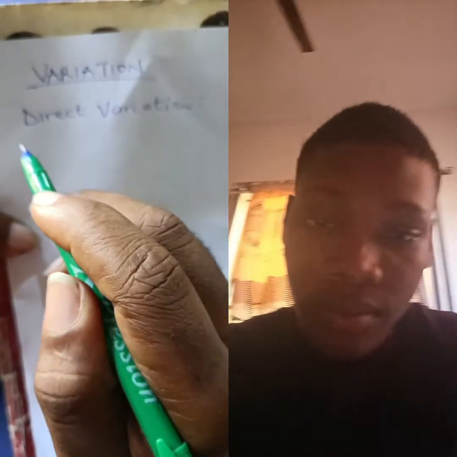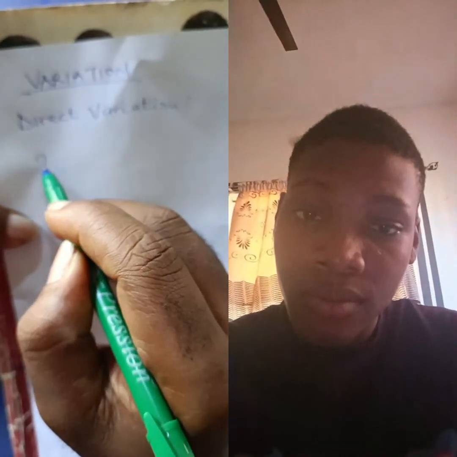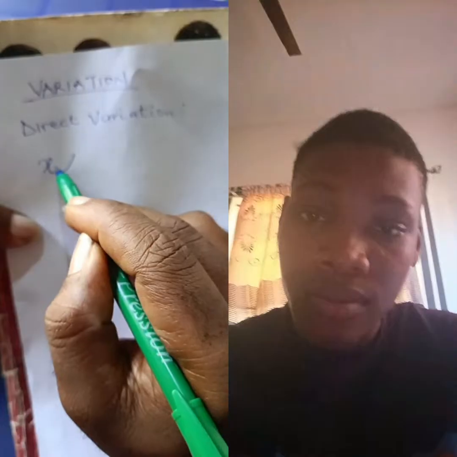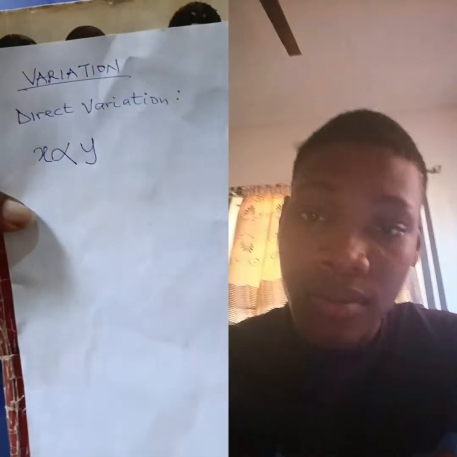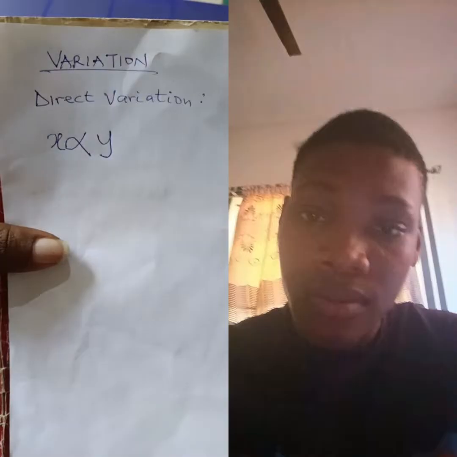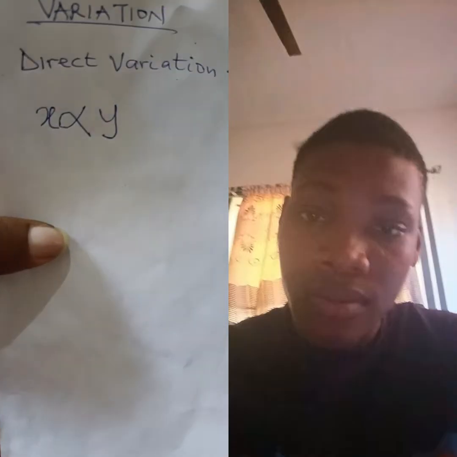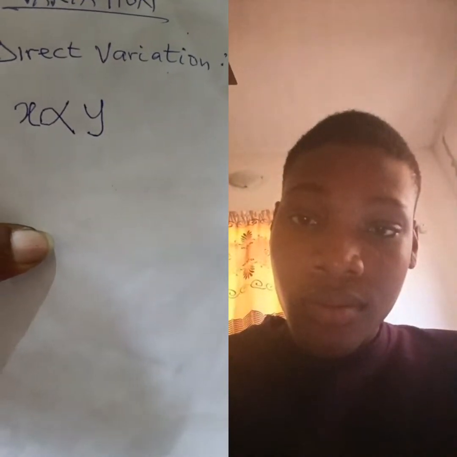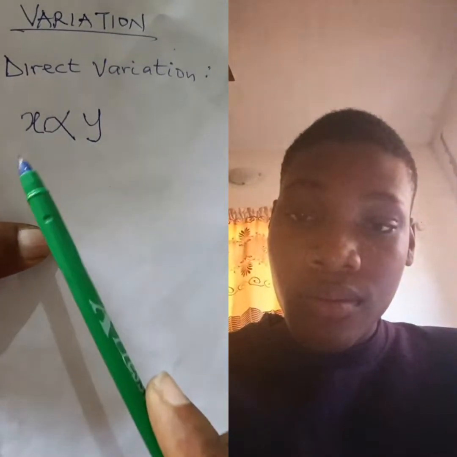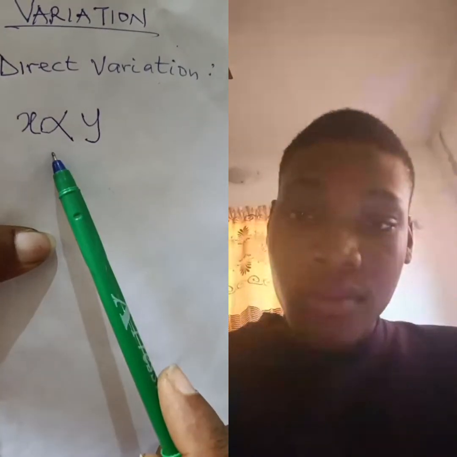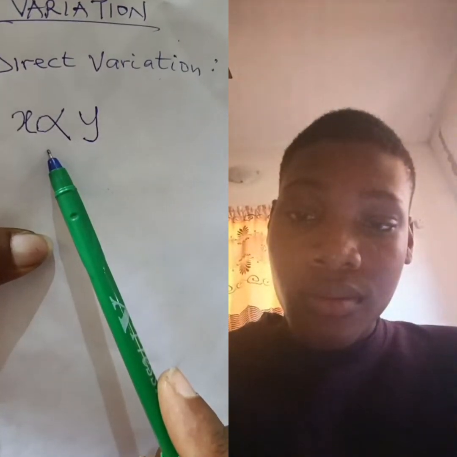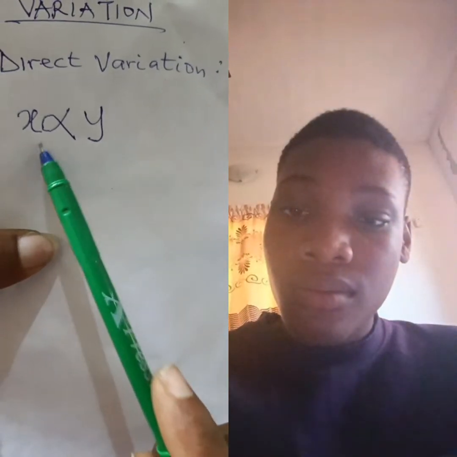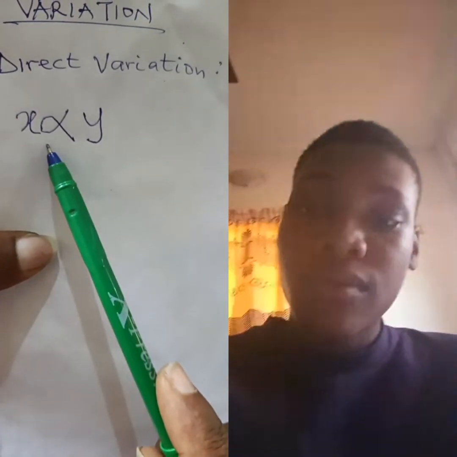Let us then go to the maths. Now, in mathematics, if I tell you that x varies directly as y, this is how you write it. Can you see it? X varies directly as y. This is how you write it. Have you seen it? Can you see this? Yeah.